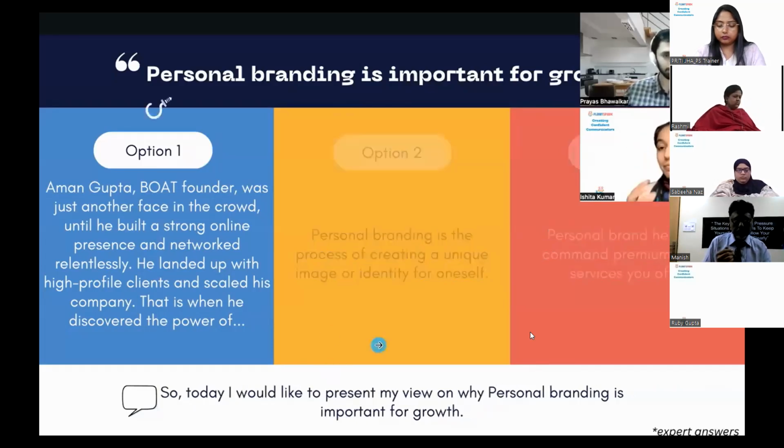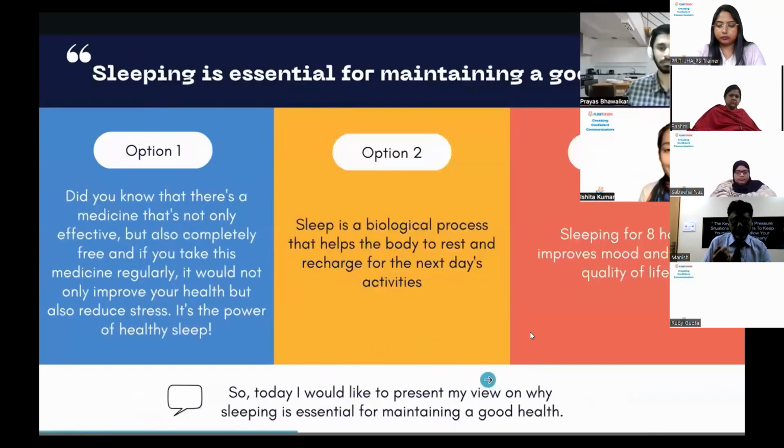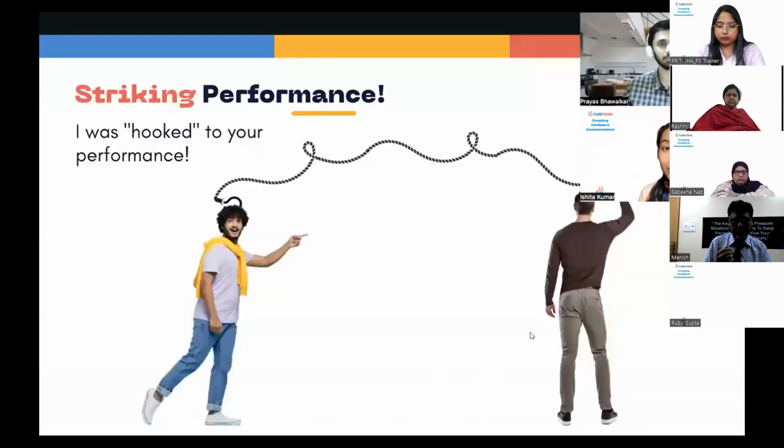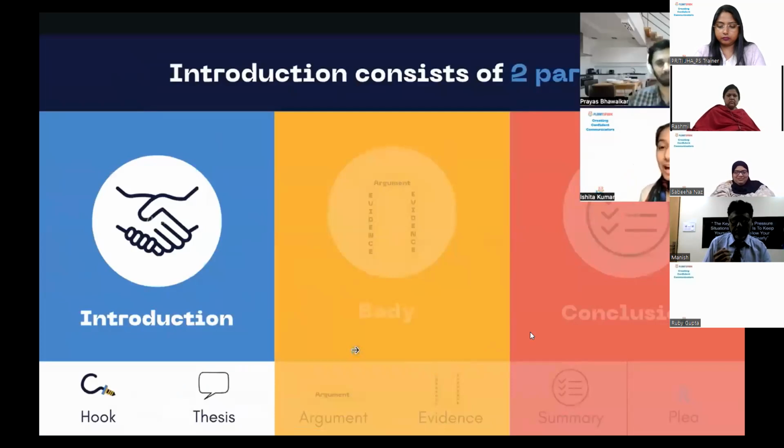The first one is the best hook amongst these all because it will be able to build a connect with the audience very quickly, right? Okay, so I think I'll skip the third one. So yes, very striking performance. I was also hooked to your performance. And what we did just now was understand what the parts of an introduction are, right? So an introduction actually has two parts. Can you read out what are these two parts? A hook and a thesis.